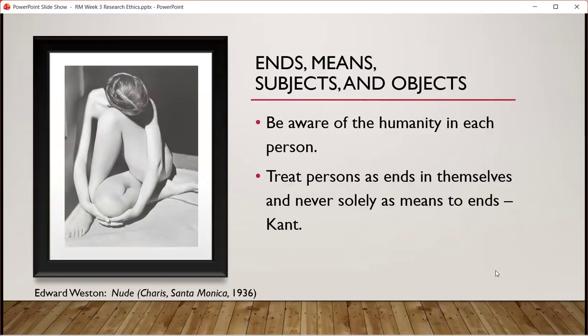And I just want to say, the ends, the means, subjects, and objects, right? Be aware of the humanity in each person and treat persons as ends in themselves and never solely as the means to an end.